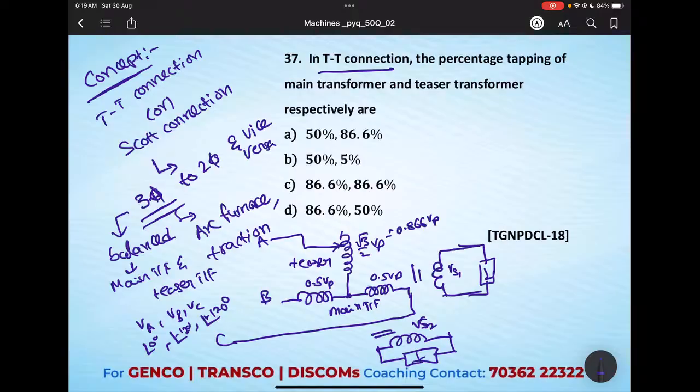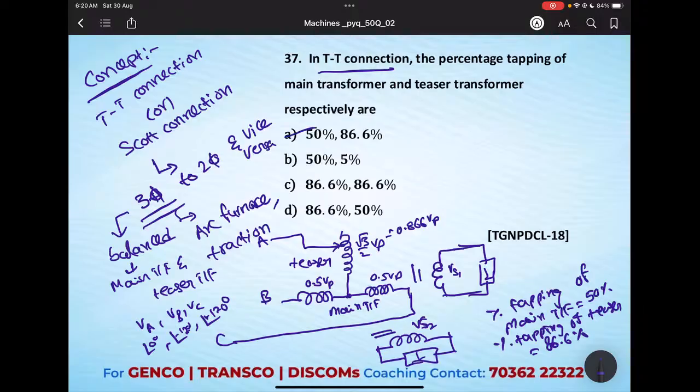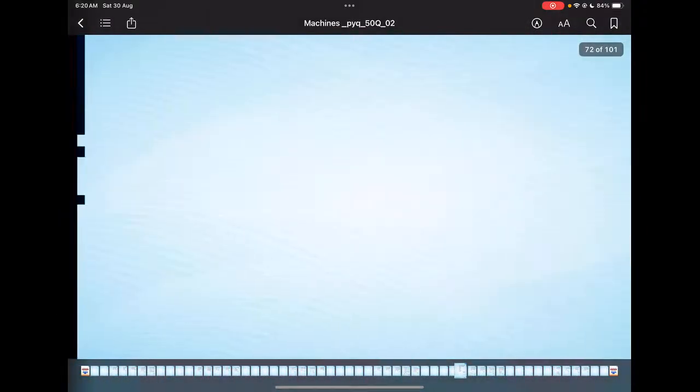So from this diagram, what do you understand? Percentage tapping of the main transformer. What is the percentage tapping for the main transformer? It is 50%. Percentage tapping of the TZ transformer is 0.866. If we convert it into percentage, it will be 86.6%. Our option is A. Is it clear? Let's move on to the next question.